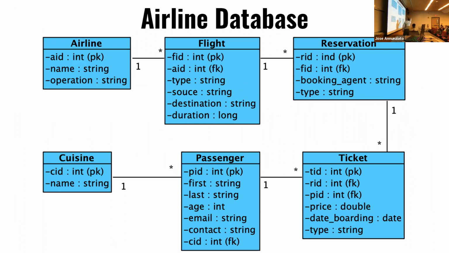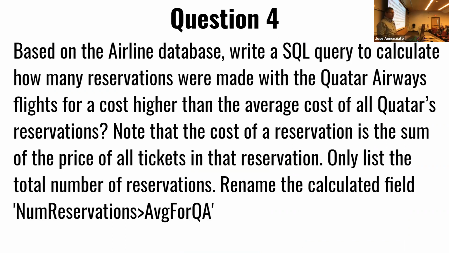We're going to count reservations, and there's a relationship between airlines and reservations, which is joined by this flight. So there'll be some kind of join between the airline, the flight, and the reservation, right? And we're going to be counting reservations. So we're counting reservation.rid, yes? Where were made with Qatar Airways, so the airline's name is Qatar, for a cost higher than the average cost for all Qatar reservations.